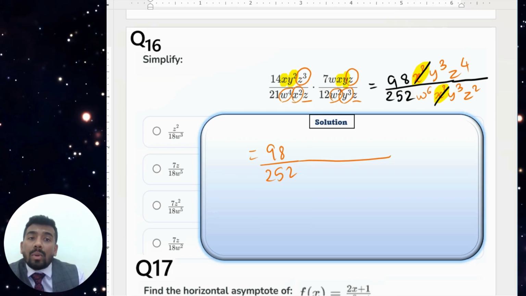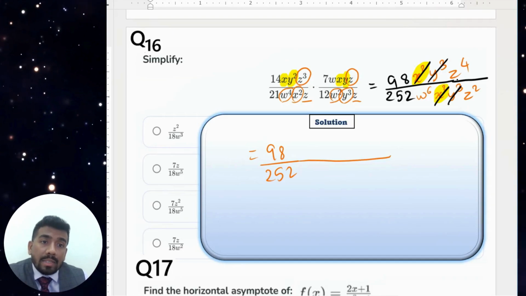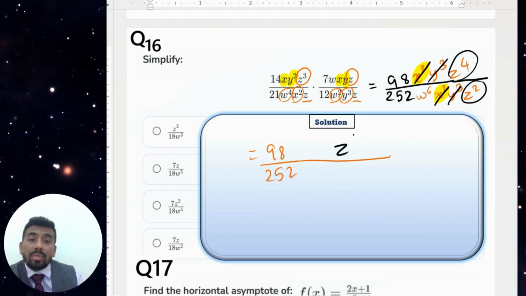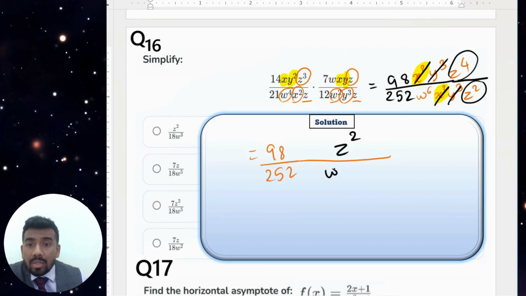And what about the other one? Y3, Y3. Also same gets cancelled out. But Z4 and Z2, the power gets minus. So 4 minus 2, that is 2. And W6 will remain down.